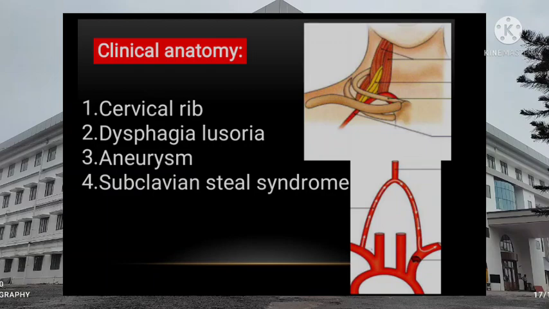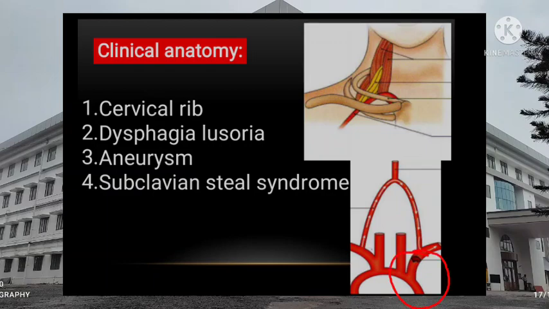In this case, the subclavian artery passes posterior to the esophagus and compresses it, which may cause dysphagia lusoria. An aneurysm may form in the third part of the subclavian artery and may produce pressure on the brachial plexus, which may cause pain, weakness and numbness in the upper limb.